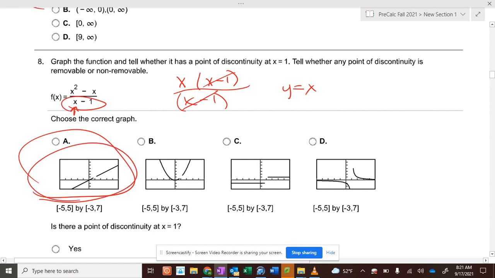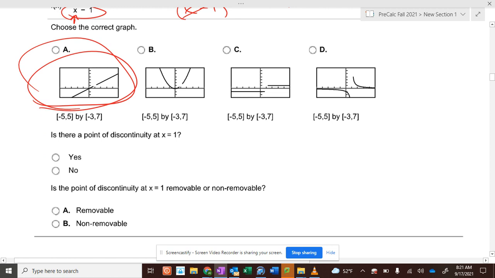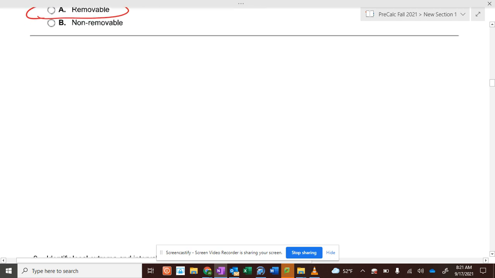graph. Okay? Is there a point of discontinuity at x equals 1? There's a hole there, so is there a discontinuity there? Yes. And is it removable or non-removable? This one is removable. Okay? In AP Calc, we're going through continuity, removable and non-removable discontinuities right now too. Okay? So you're getting a jump start on some of this before you take Calc in the future.